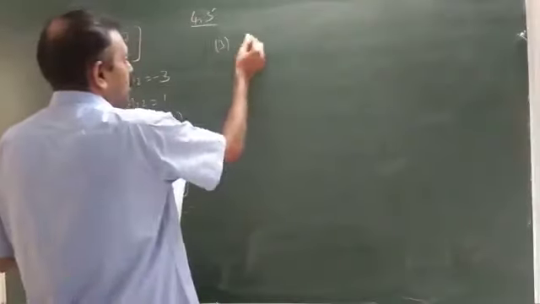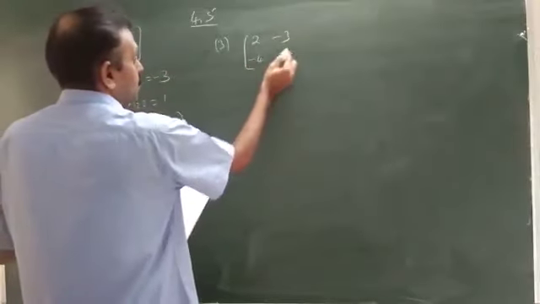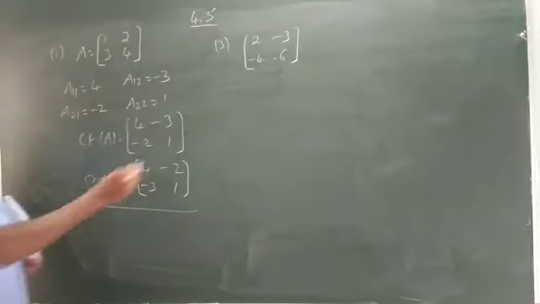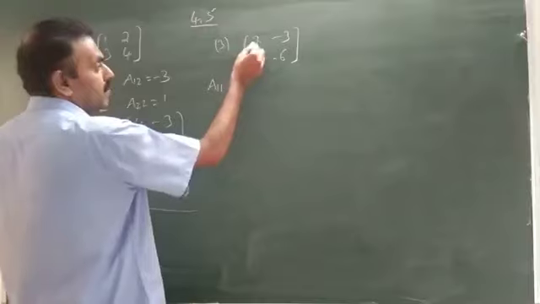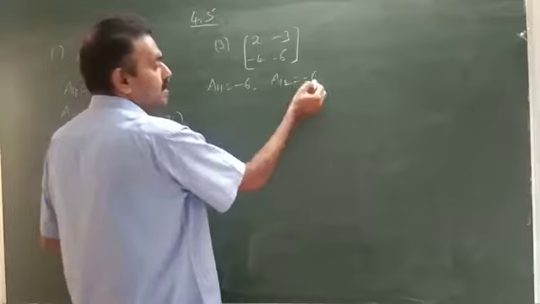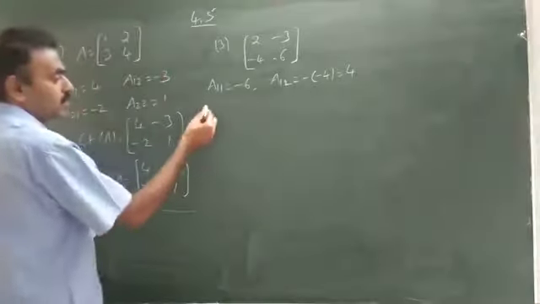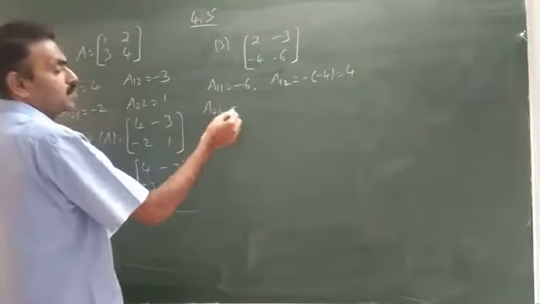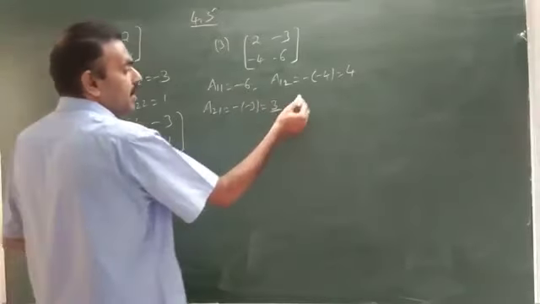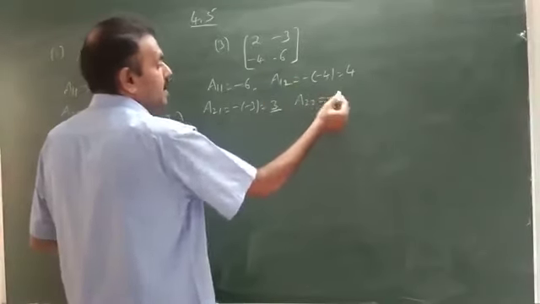Similarly, we have one more: 2, minus 3, minus 4, minus 6. Very simple. You calculate A11: cofactor of 2 is minus 6. To take up A12, the sign is minus. Leave the row and column, we will be getting minus 4, minus of minus is plus 4. A21, the sign is minus. Cofactor of minus 4, minus 3, it is plus 3. A22, cofactor of minus 6, the sign is plus, it is 2.